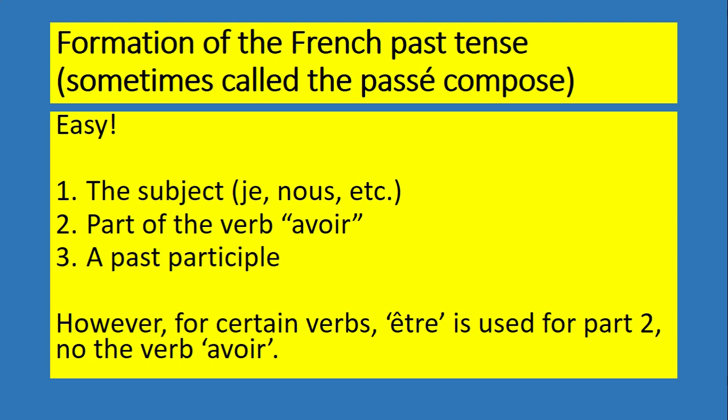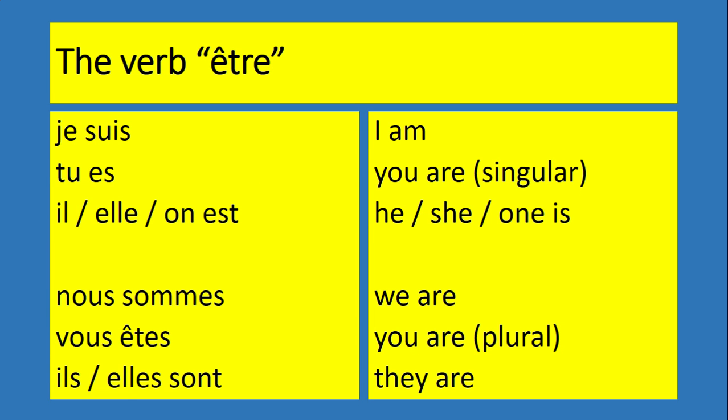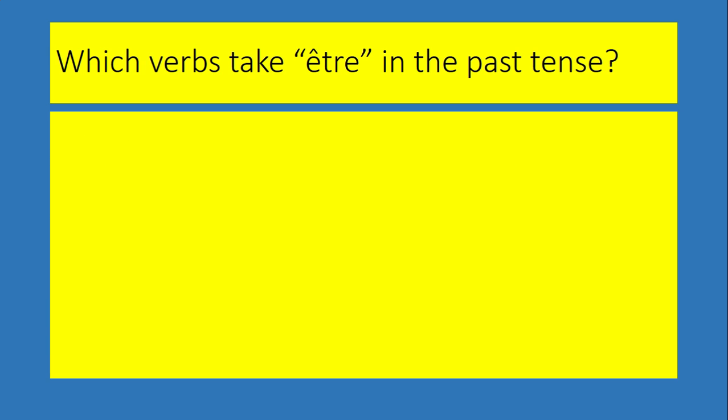So for être verbs, it's exactly the same steps. You need a subject, but instead of using part of the verb avoir, the verb to have, you use part of the verb être, which is the verb to be, then followed by a past participle. That's the only difference. Instead of using avoir, use être. There's a verb être, so it goes je suis, tu es, il est, nous sommes, vous êtes, ils sont. So that's a verb you need to memorize.